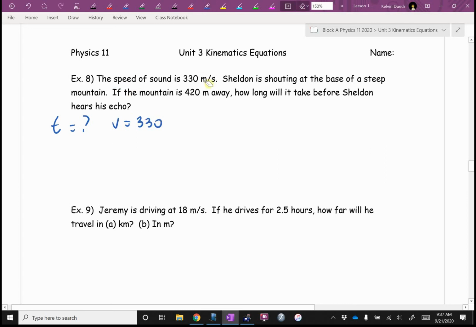By the way, I did a quick check. Are all of my units in meters and seconds and nothing in kilometers or hours? Then I'm not going to write the units. They're already in good shape. What's that 420? How do you know? Meters.